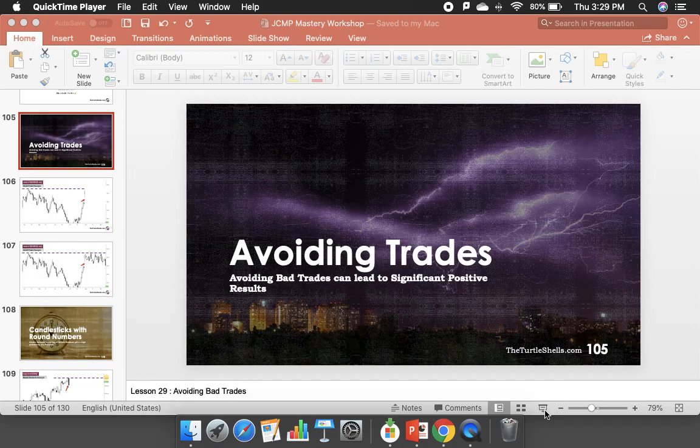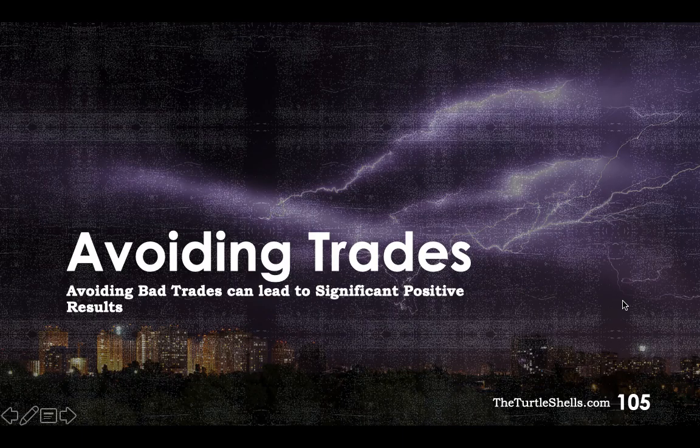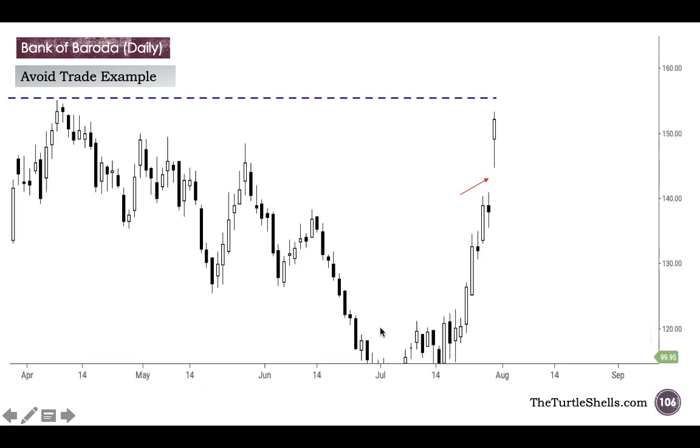Now let us have a look at how we can use Japanese candlesticks to avoid trades. Avoiding bad trades can lead to significant positive results. So we use Japanese candlestick trades to take trades or initiate new positions. However, it's equally important for a professional trader to know which trades not to take. In fact, that is more important than taking the trade.